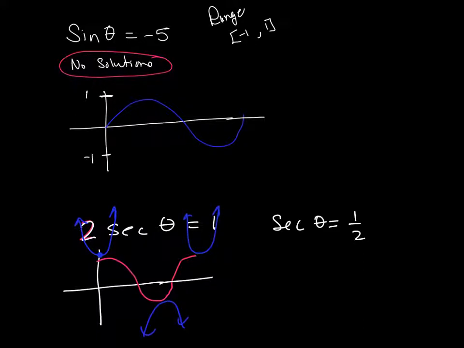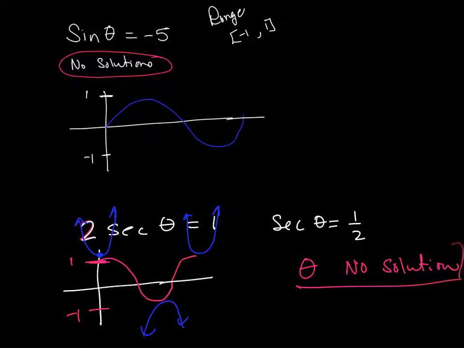Is what we are looking for that? But again, the cosine goes from 1 to -1. So there's nowhere inside this where the secant of theta is going to equal 1/2. So this is another example where theta does not exist. For theta, there is no solution. Watch out for these. Always pay attention to what the domain and range are when you're talking about the trig functions.